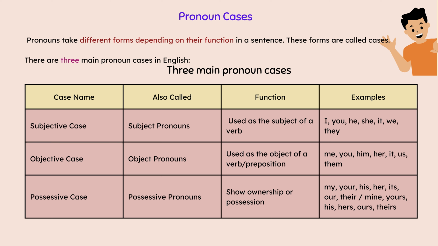Examples: me, you, him, her, it, us, them. Possessive case, also called possessive pronouns. These show ownership or possession. Examples: my, your, his, her, its, our, their. And the strong forms: mine, yours, his, hers, ours, theirs. Remember, use the subjective case when the pronoun is doing the action. Use the objective case when it's receiving the action. Use the possessive case to show ownership.